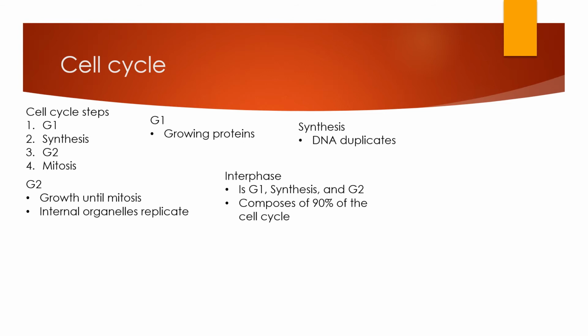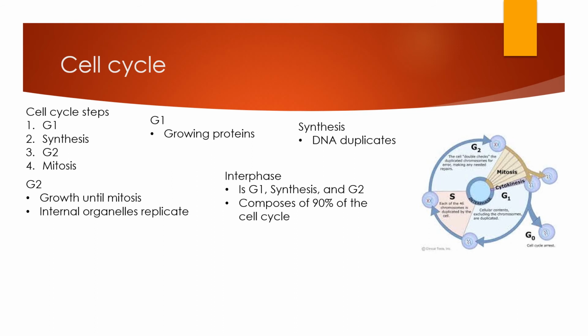Interphase is all of the cell cycle except for mitosis, and this is usually about 90% of the cell cycle. This is a little diagram showing what the different stages are. And the mitotic index is the number of cells in mitosis divided by the total number of cells.